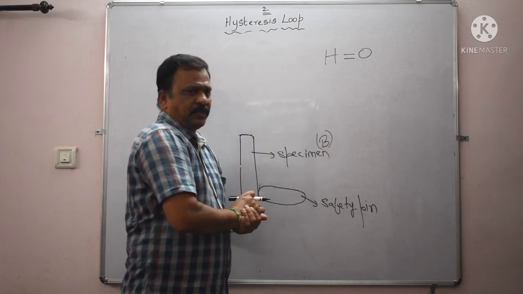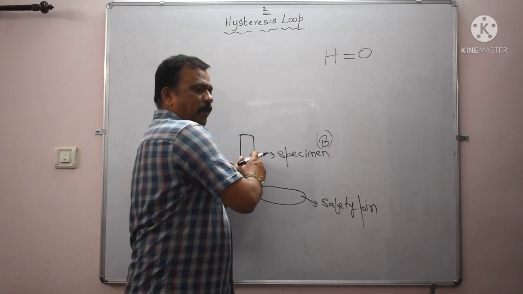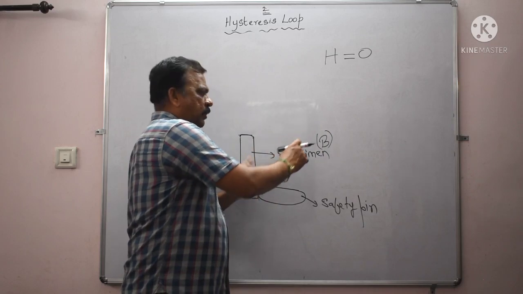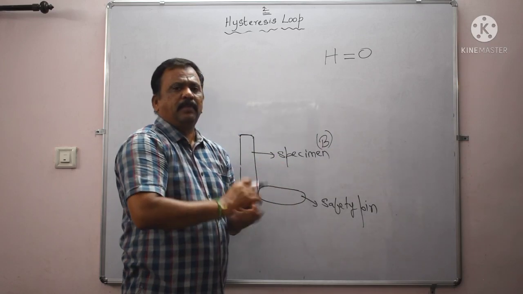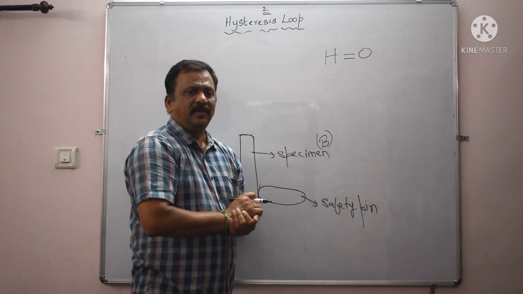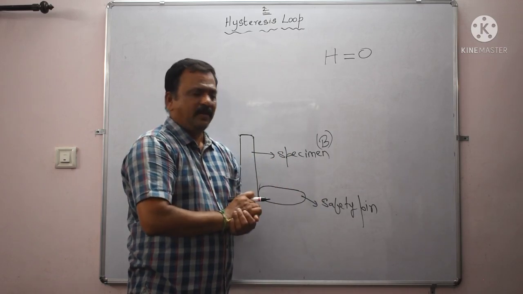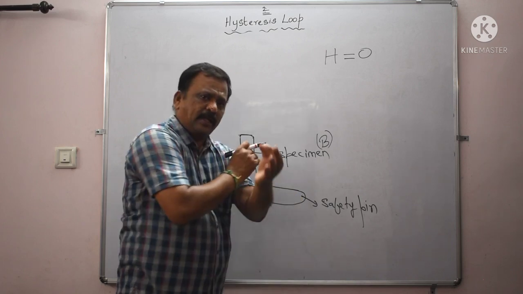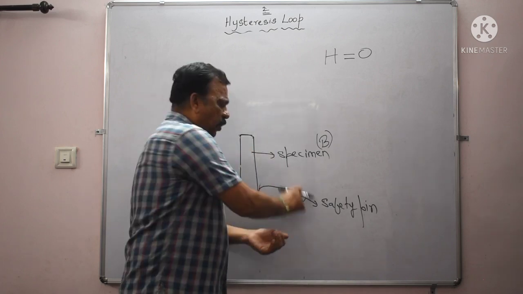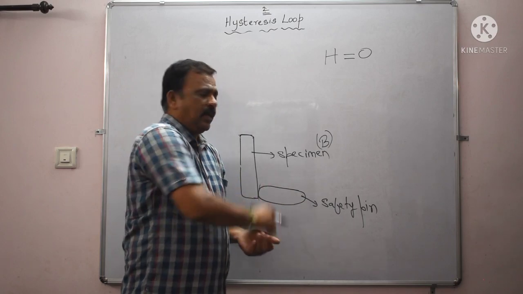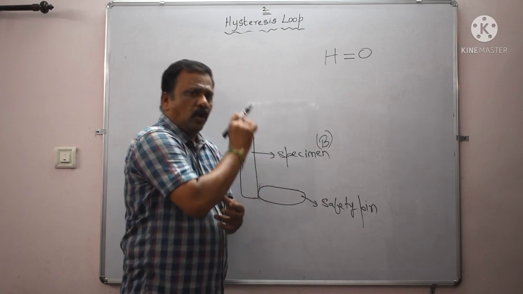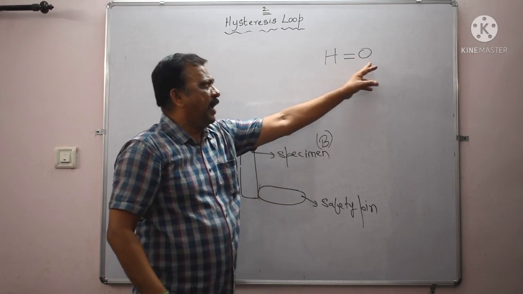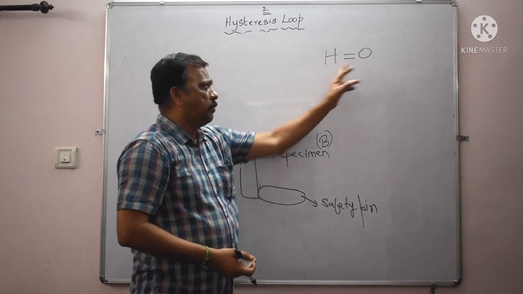Now one will expect the specimen to be immediately demagnetized. Once H becomes 0, one will expect the specimen to lose its magnetism immediately on the spot. But that will never happen. You can see the safety pin will still be sticking to the specimen for a certain period of time. It doesn't fall off immediately, which implies the specimen has not lost its induced magnetic field immediately when H is made 0, when the magnetizing field is made 0.